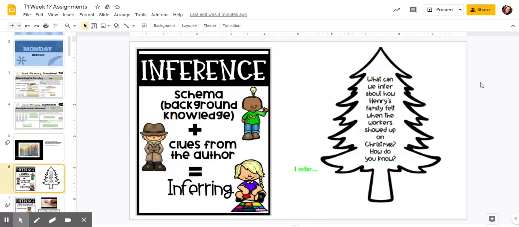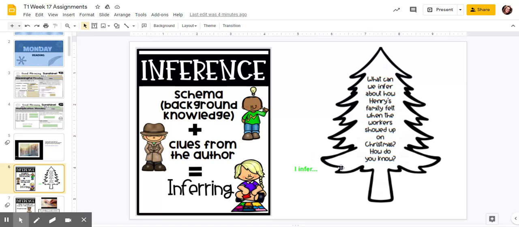At the very beginning of the year, we worked a little bit with inferences, and it's been a while. So inferences are your schema, which is what you already know in your head, plus clues from the author, things that you read in the story. When you put those together, you make an inference. So the question is, what can we infer about how Henry's family felt when the workers showed up on Christmas? How do you know? So we are looking for a feeling.